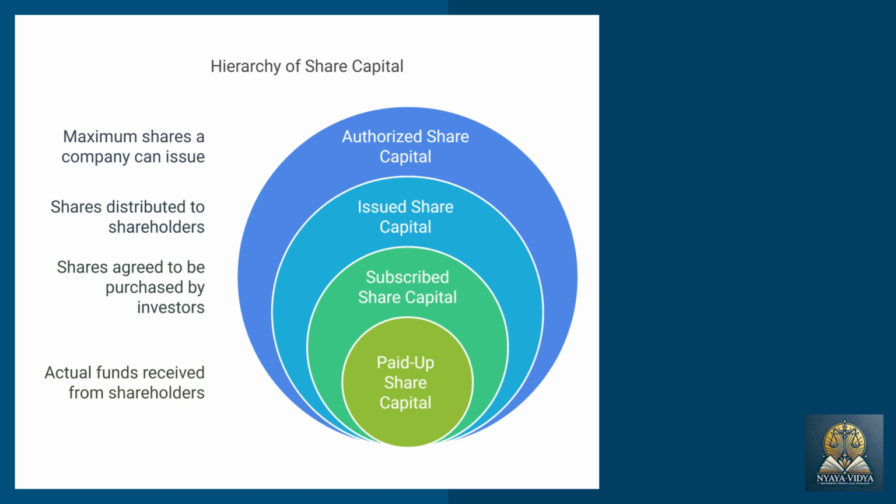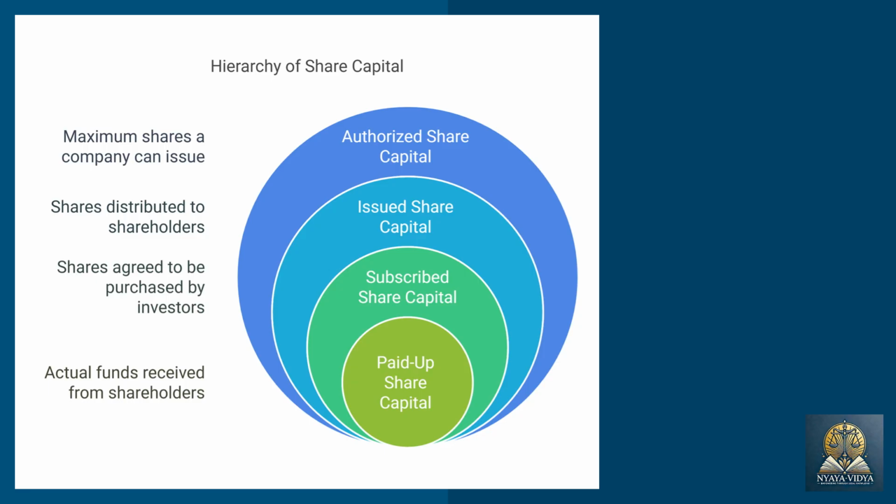So there are some types of share capital. The first one is authorized share capital. These terms are very important. Authorized share capital is nothing but the maximum shares a company can issue. This is the maximum amount of money the company can raise by selling shares, as stated in its MOA, Memorandum of Association. It sets the highest limit on the share capital. That's why the outer layer of this image is authorized share capital.